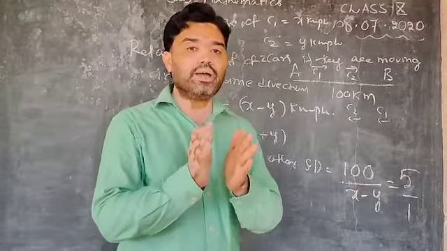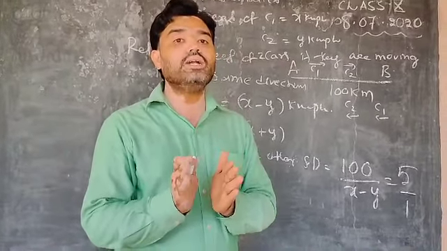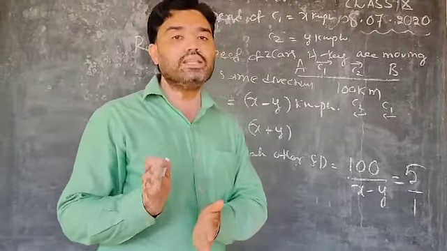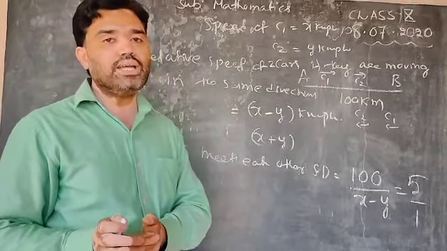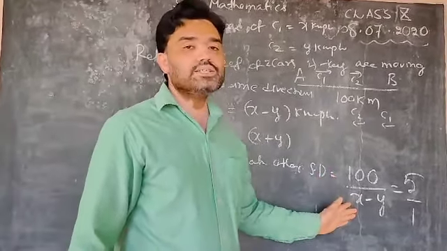5 is what here? 100 by x minus y is what? Time taken to meet each other if they are moving in the same direction.